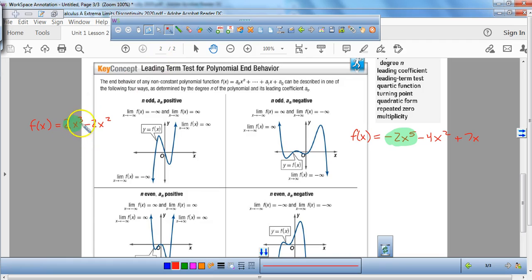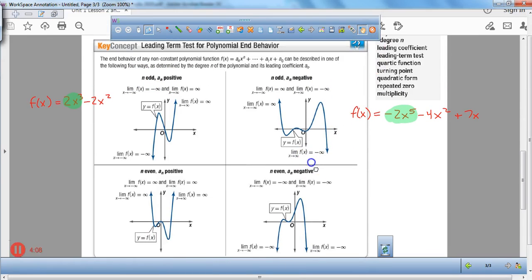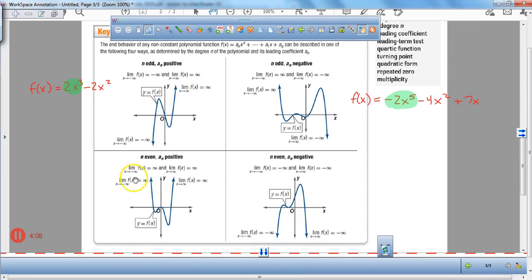This number is positive, that number's odd. This number's negative, that number's odd. So that's where it talks about odd and positive and odd and negative. So over here, if we take a look at even and positive and even and negative.